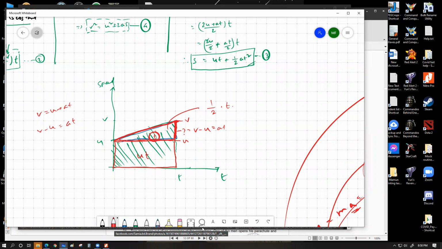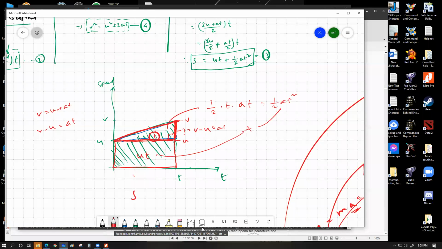So if I'm trying to find out the area of this triangle, that would be half into time, one of the sides, multiplied by at, the other perpendicular side. Together you get half at squared. So the total area of the trapezium can be shown as the sum of ut plus half at squared.